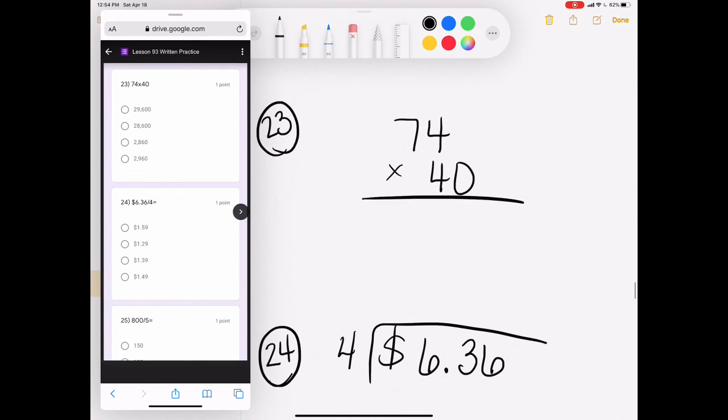23. Put your 0 in your answer. 4 times 4 is 16. 7 times 4 is 28. Plus 1 is 29. 2,960.